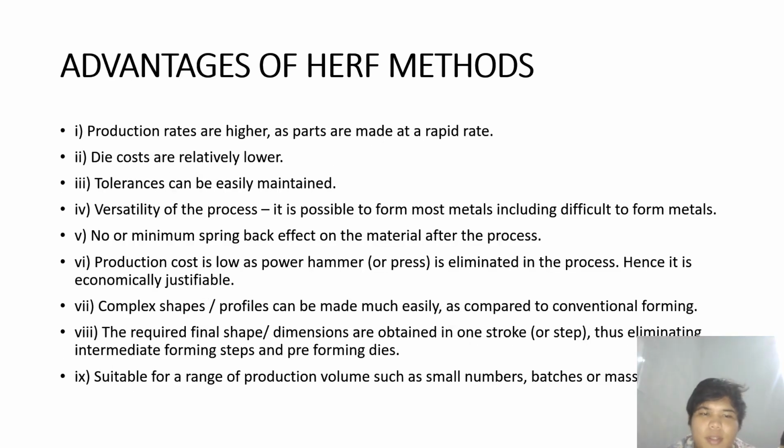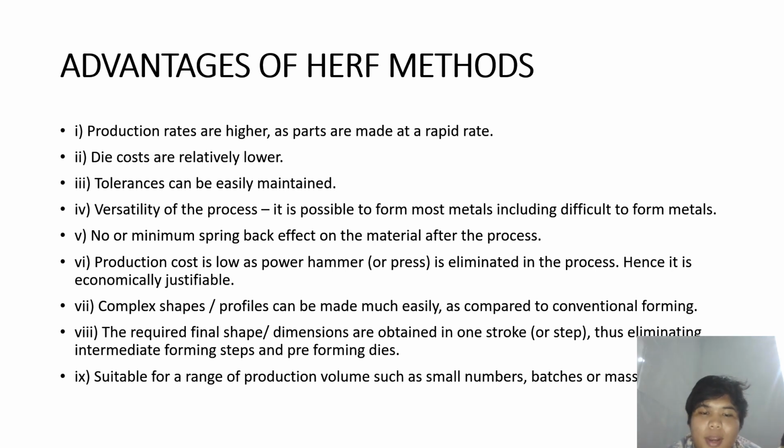Advantages of HERF methods. The first one is that production rates are higher, as parts are made at a rapid rate. The second one is that costs are relatively lower, and tolerance can be easily maintained. And versatility of the process: it is possible to form most metals, including difficult to form metals. There is no or minimum spring back effect of the material after the process. So when you process it, because of the heat, it stays in the form after forming, unlike cold working, where you need extra force.